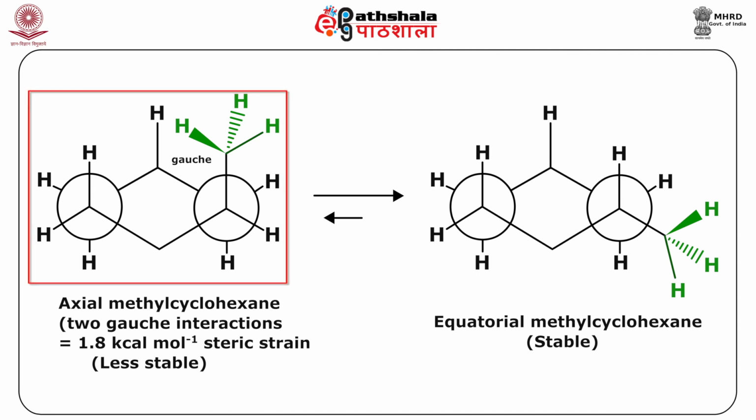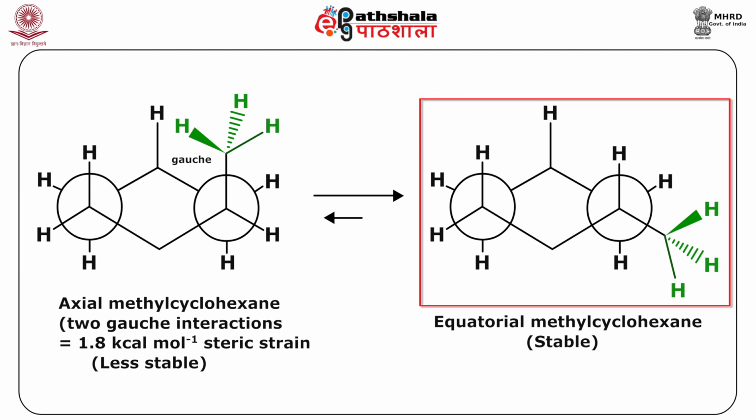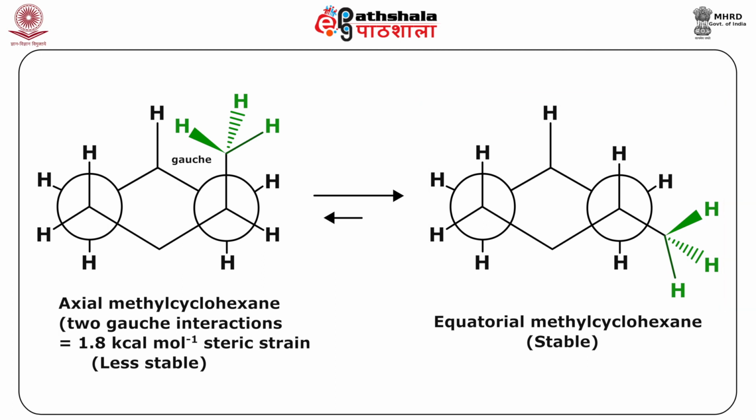However, the gauche interactions, which is between this substituent and the methylene group of the ring, is quite pronounced, which destabilizes this. Whereas in equatorial position, no such gauche interactions are there. You can see this in the Newman projection in the figure. We will see that axial methyl cyclohexane experiences gauche interactions between the methyl group and the ring methylene, while equatorial methyl cyclohexane has no such interactions, and hence has somewhat lesser energy than the axial methyl cyclohexane.